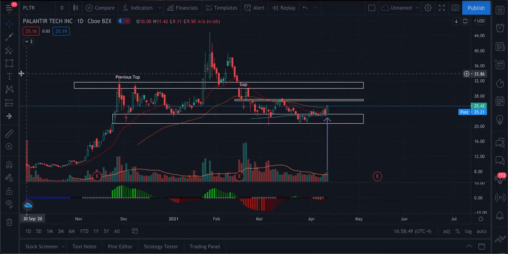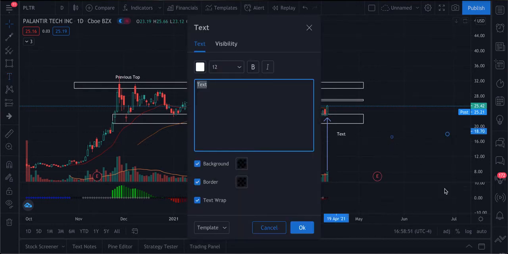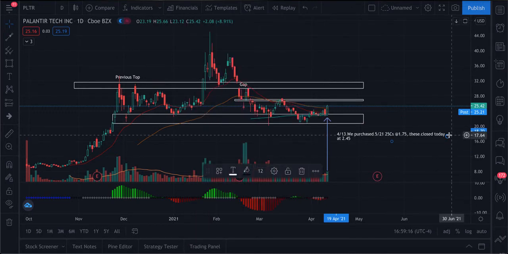Today, luckily, we purchased, so I'll put it right here. I'll put today's date. Let me check real quick. 4/13. We purchased 521.25 C's at 1.75 each. These closed today at 2.45 already.